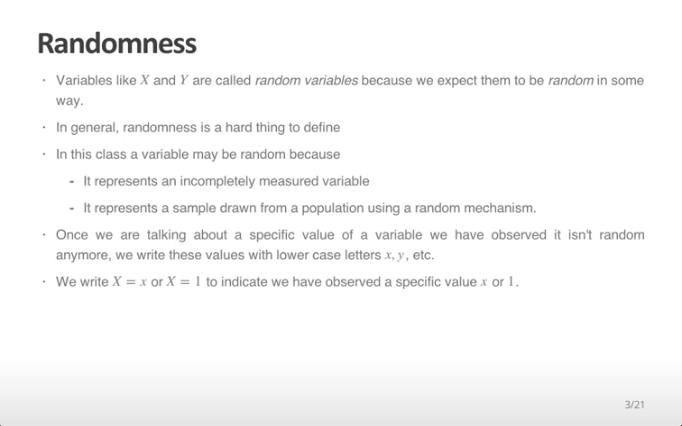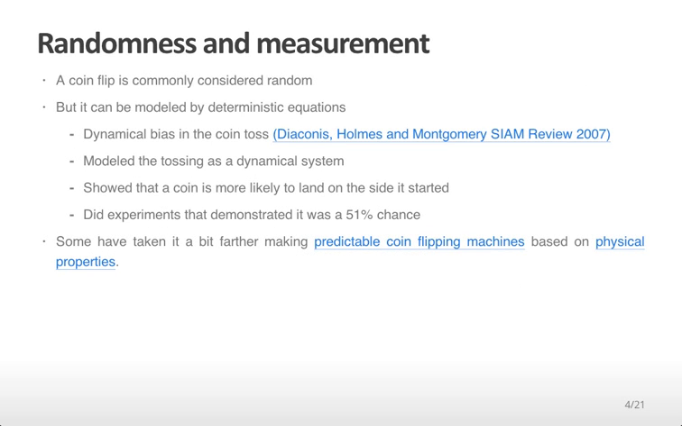So we'll be using randomness to represent two different things. One, random draws from a population, but also to represent incomplete measurements of a phenomenon that might be deterministic if we had measured everything about it. As an example of this, we're going to talk about the coin flip. The coin flip is commonly used as the highlighted example of randomness, but it can be modeled by deterministic equations. In this paper, Diaconis and his colleagues model a dynamical bias in the coin toss.